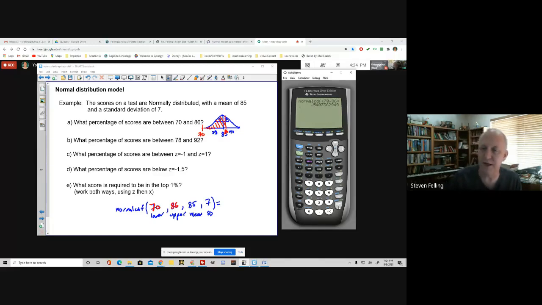This will give me a value between 0 and 100%, except expressed as a decimal. So it will be 0.5. I like to use 4 decimal places. The official rule is anything reasonable, but I would say go at least 3. And what this is basically saying is around 54.07% of the test scores are between 70 and 86. Okay? All right. So then let's take a look at the next problem.